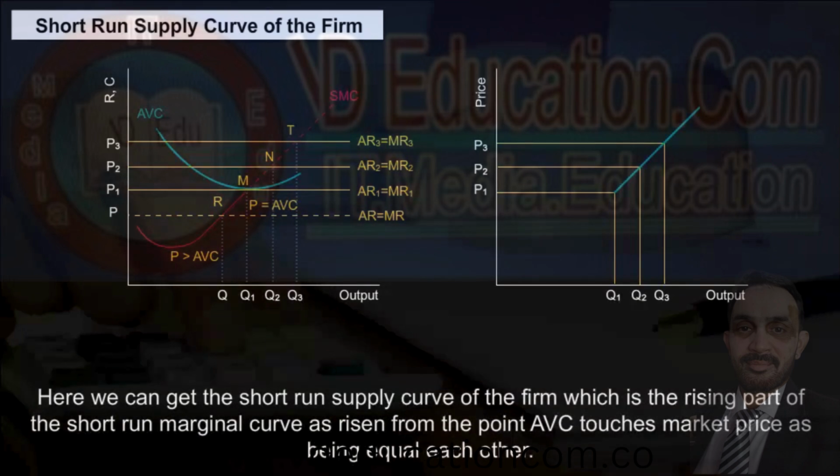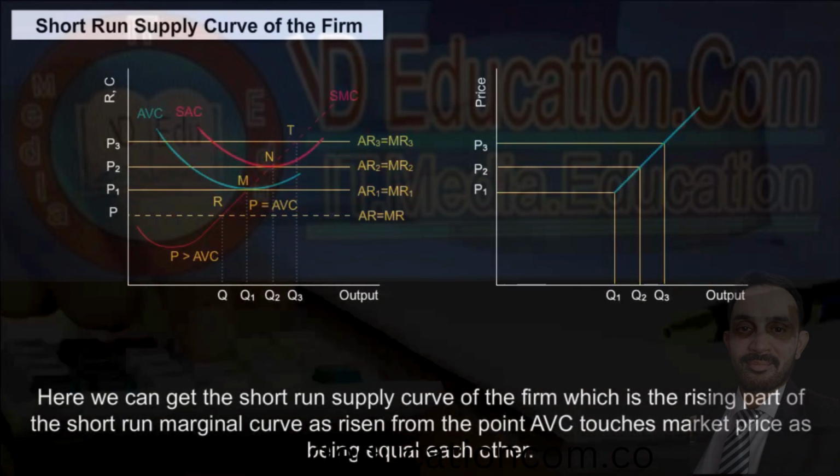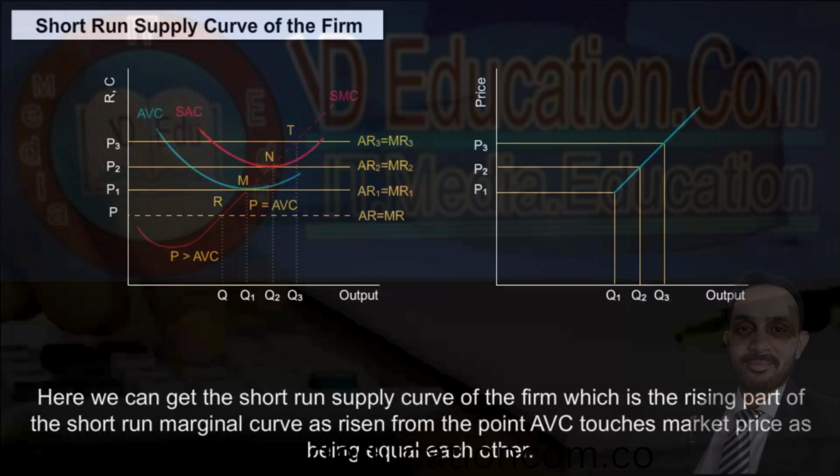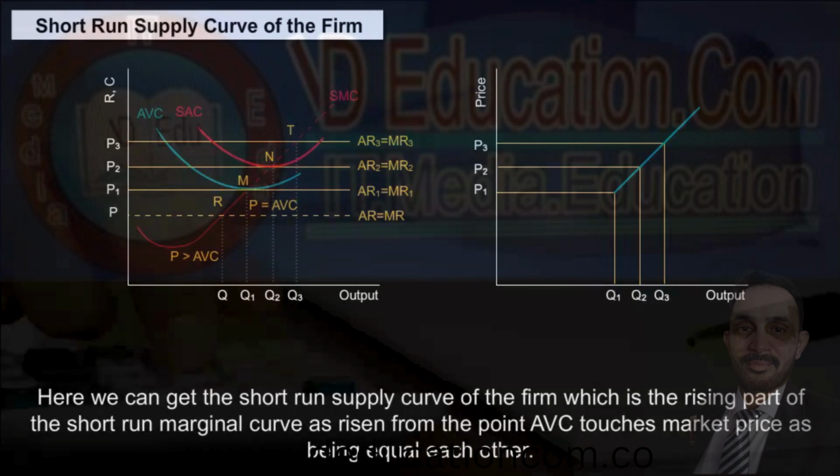Here we can get the short-run supply curve of the firm, which is the rising part of the short-run marginal cost curve, from the point where AVC touches the market price, as they are equal to each other.